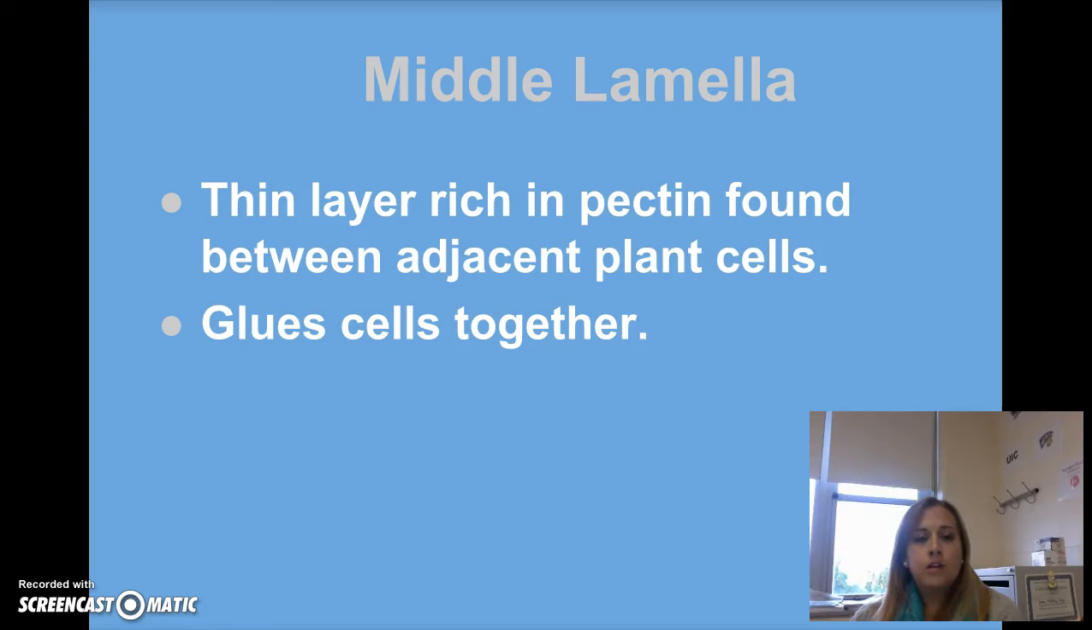I mentioned the middle lamella already, and this is the thin layer. It's got lots of pectin, and it's found between adjacent plant cells, and it's sort of like the glue that's going to hold those cells together.